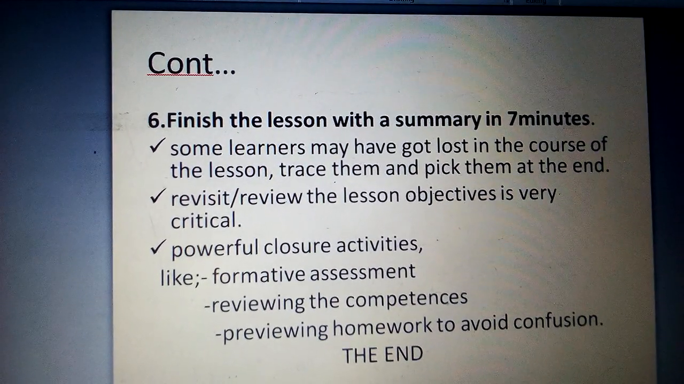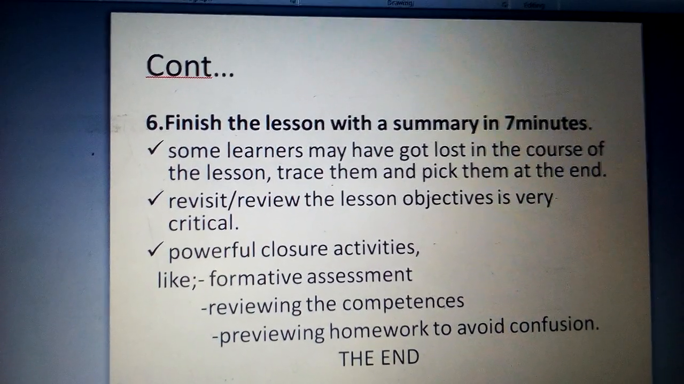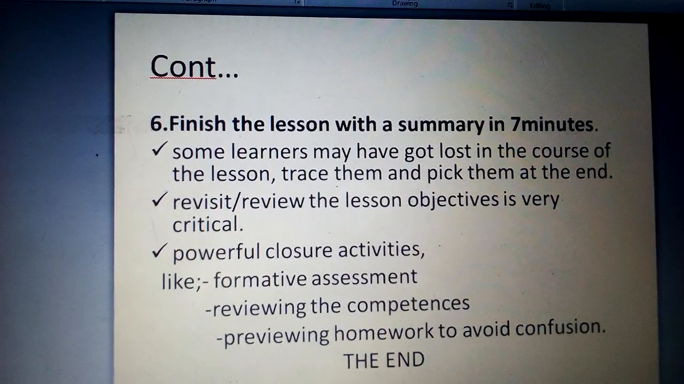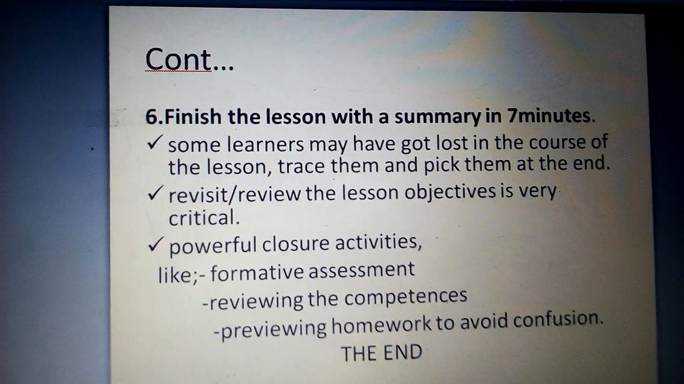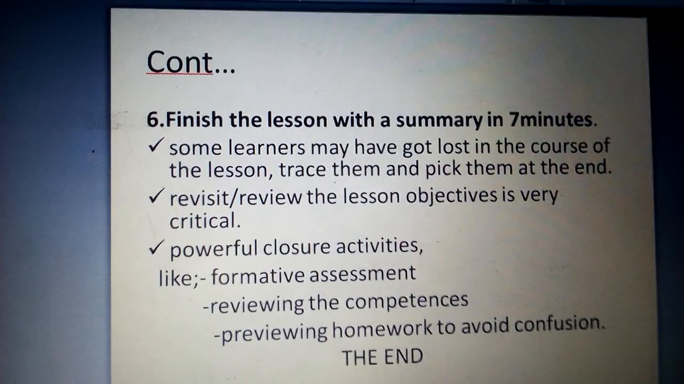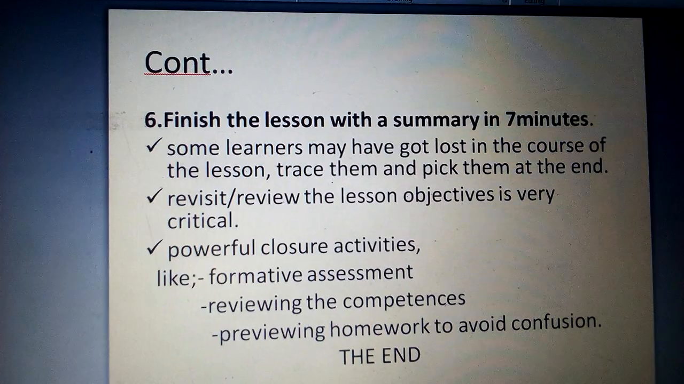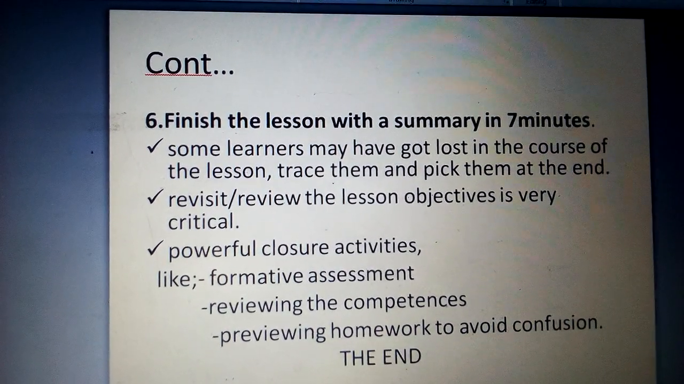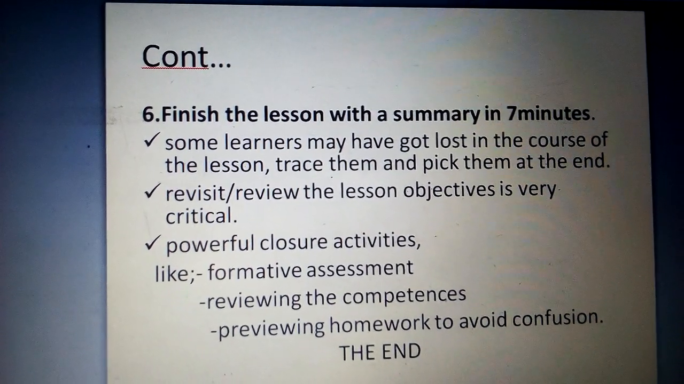Reviewing or revisiting the lesson objectives is very vital in the class with your learners. Powerful closer activities may include formative assessment, reviewing the competences, and previewing their homework to avoid confusion when they are alone. That marks the end of our lesson.